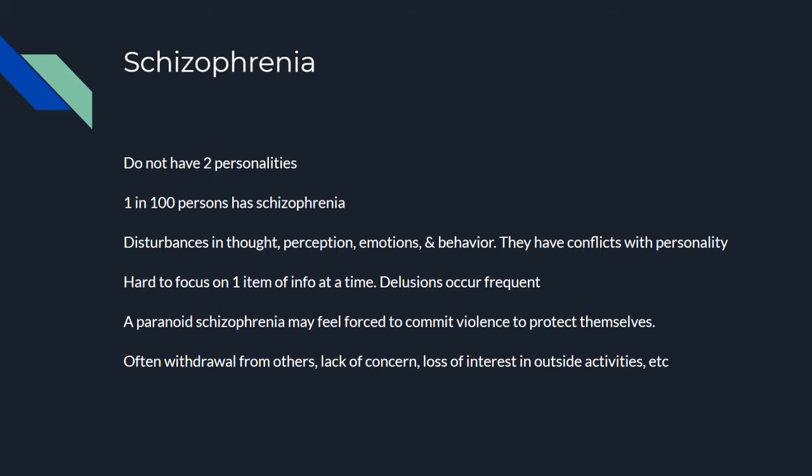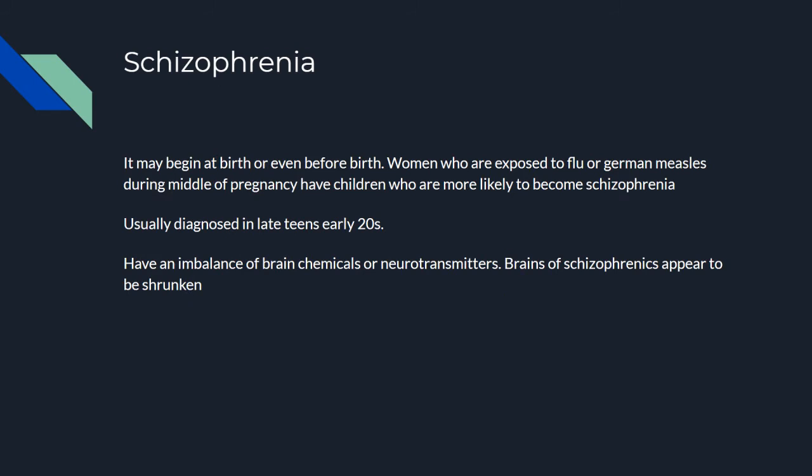So what causes schizophrenia? It may begin at birth or even before birth. Women who are exposed to the flu virus or to German measles during the middle of pregnancy have children who are more likely to become schizophrenics. Malnutrition during pregnancy and complications at the time of birth can also have similar impacts. Often the victims of schizophrenia were exposed to psychological trauma, such as sexual abuse, death, divorce, or other stresses of childhood. Heredity is a factor as well.